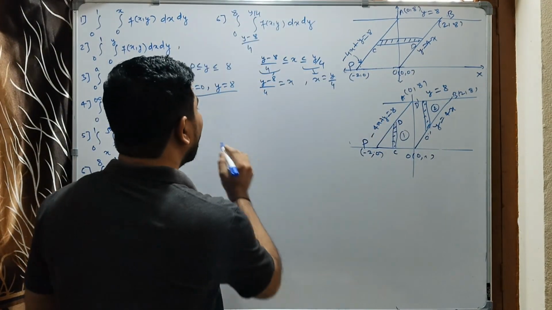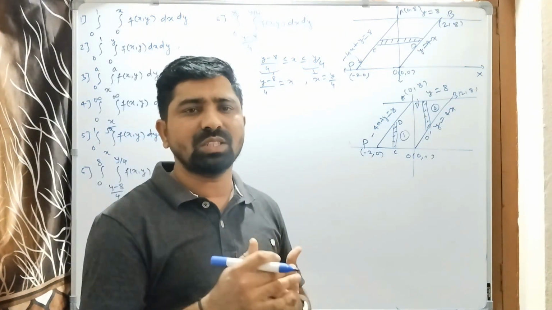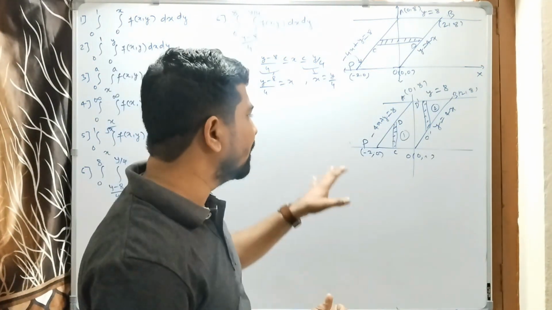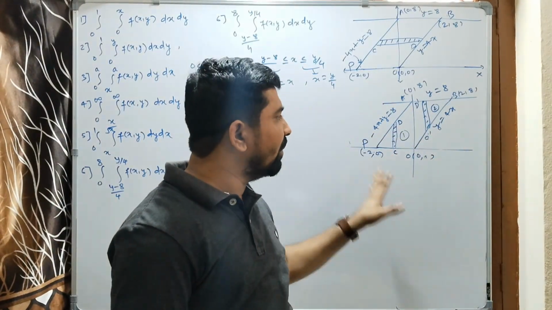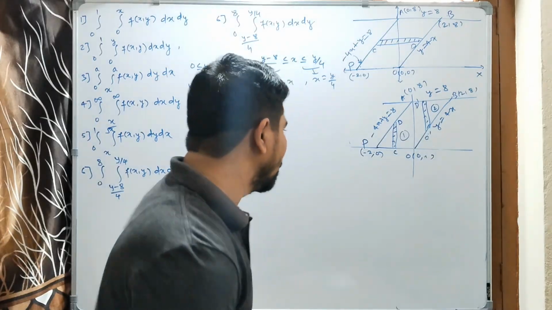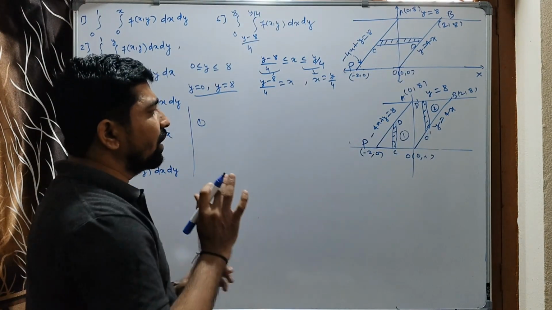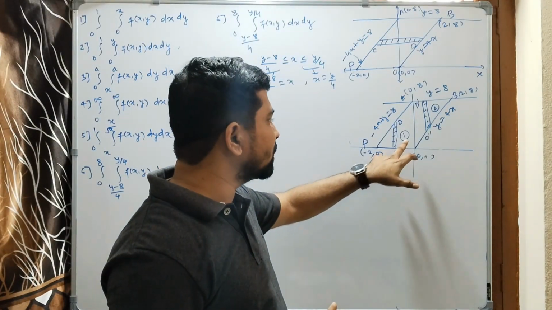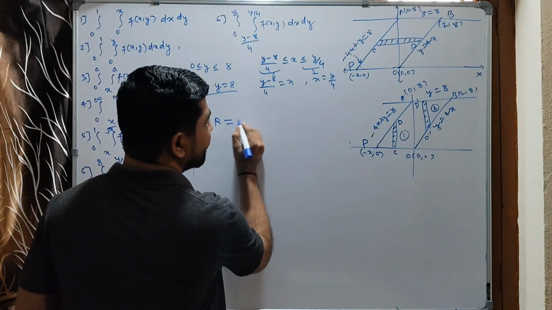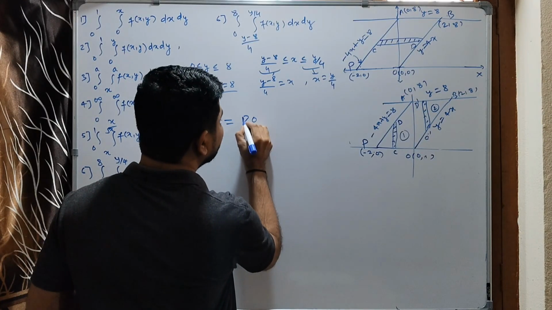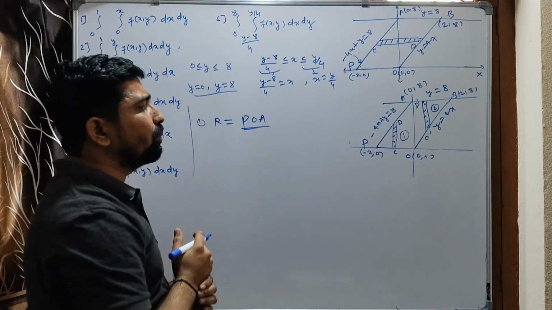So here I will write the limits of x and limits of y corresponding to the first region and the second region. After that, I will add these two regions to evaluate this integration over the complete region. First, just focus on this first region, that is the region of my integration. The region of my integration is, let's say, PO and A. So this is the triangle POA.